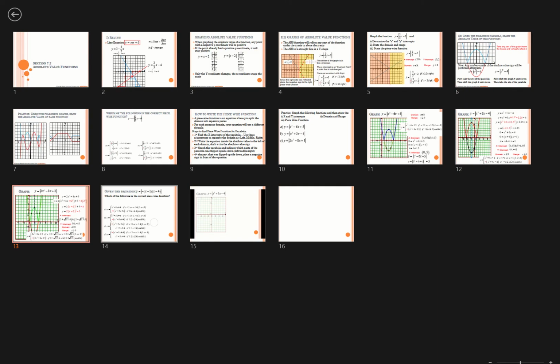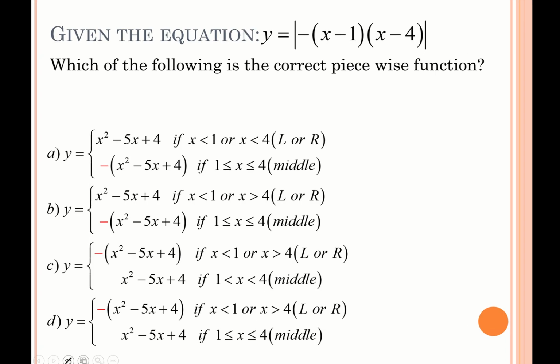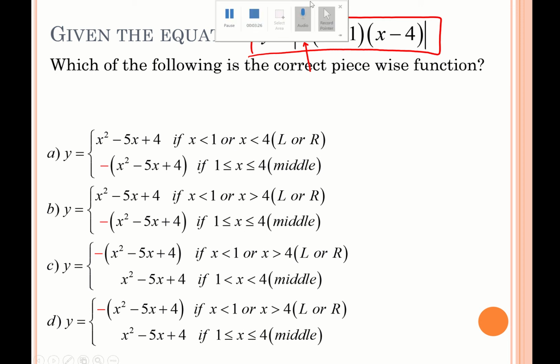Now, last slide. This is it. This is the hard one. This one was made for my class. Custom made one. Which of the following is the correct piecewise function for this absolute value function? And you notice how this is different because you have a negative sign over there. So again, pause this, try it on your own, and then press play when you're done. And here we go.